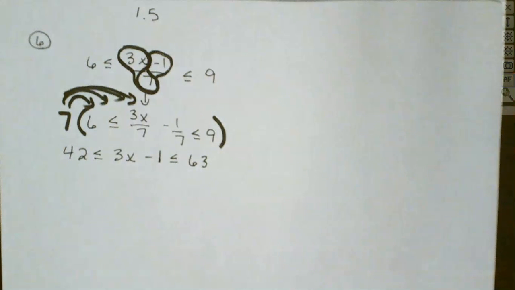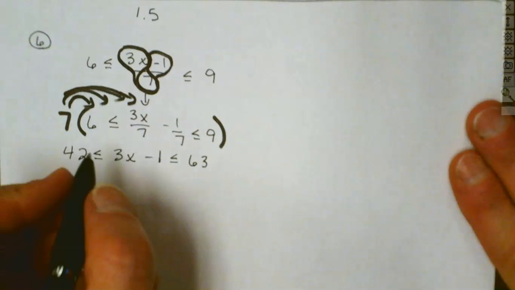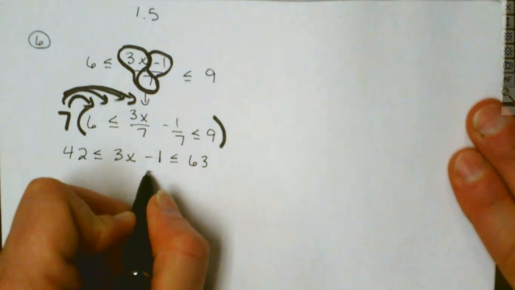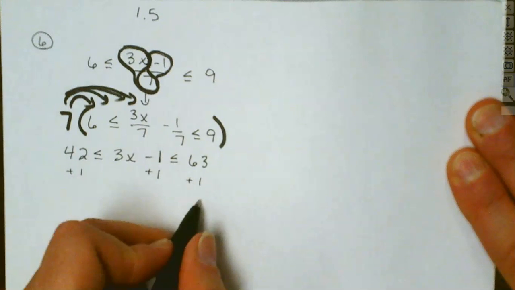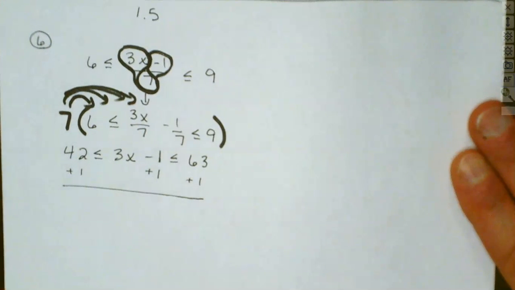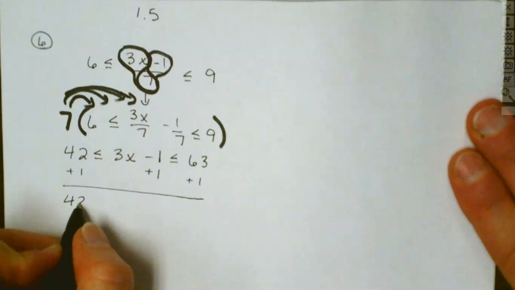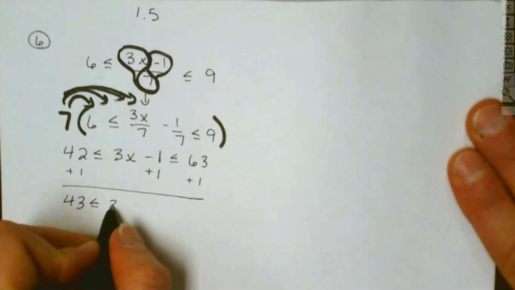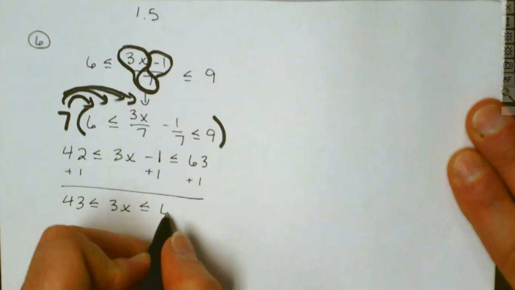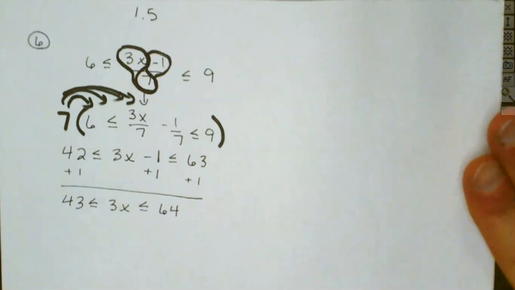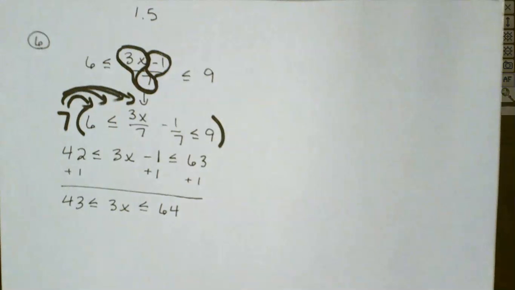Now we need to go ahead and finish it. We need to trap the x in the middle. So I'm going to add 1 to all of the sides. That makes it then 43. We've got a 3x in the middle. And we've got a 64 on the other side. Is everyone okay with that so far?